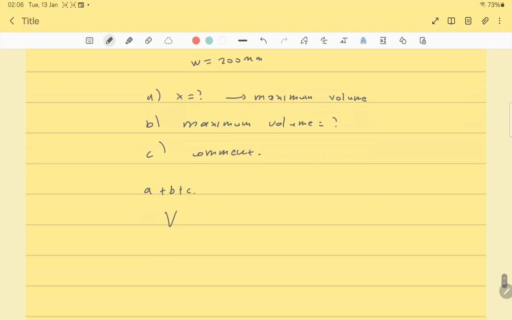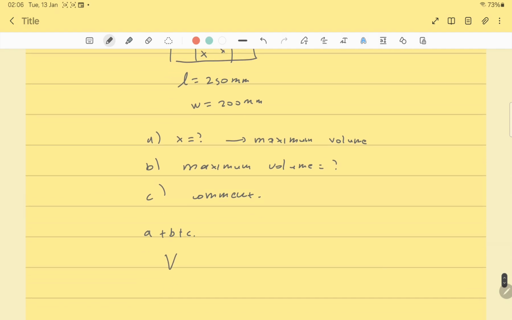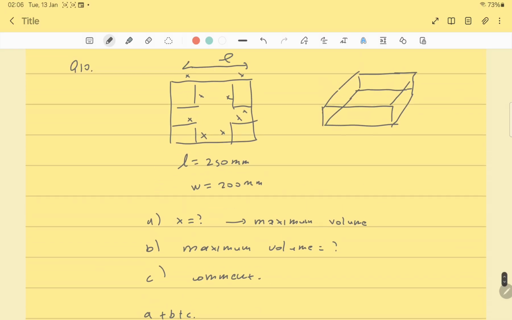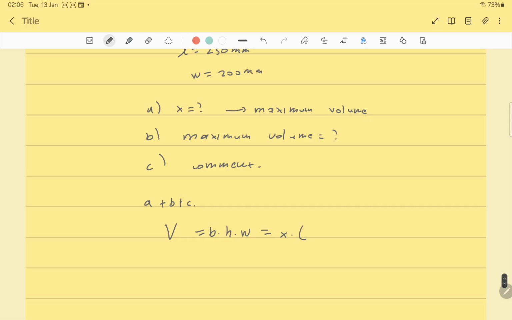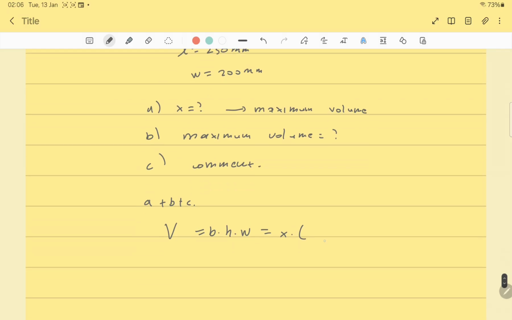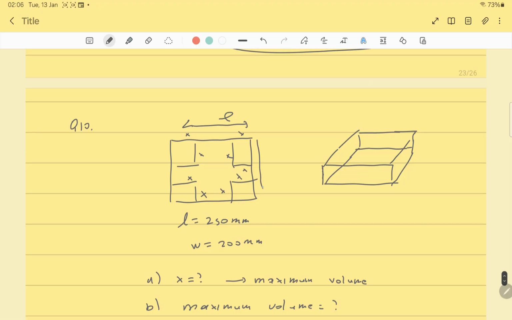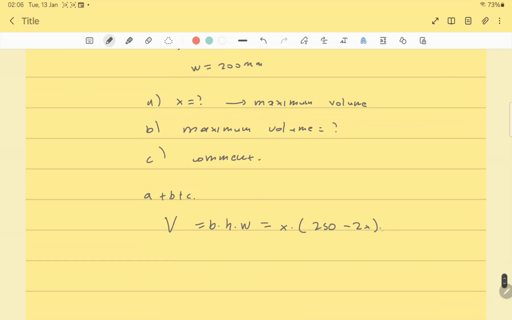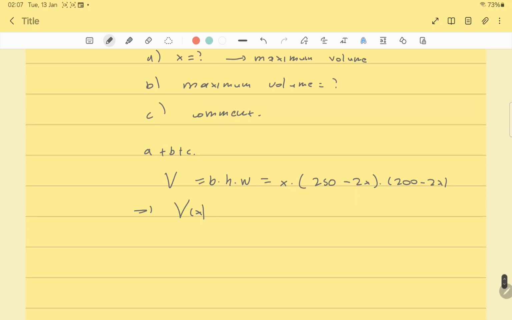The volume of a cuboid is going to be base times height times width. This is going to be X. And then because you fold it, this is going to be L minus 2x, so it's going to be 250 minus 2x times, and then you have this side, which is going to be 200 minus 2x. So the function is going to depend on x, is going to be x times 250 minus 2x, 200 minus 2x.